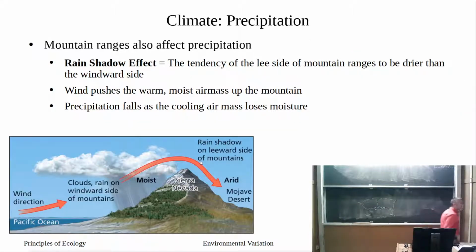Mountains also play a role in our precipitation, and somewhat of the oceans. We'll mention those again when we get to the aquatic portion. All right. But mountain ranges affect precipitation through something called the rain shadow effect.